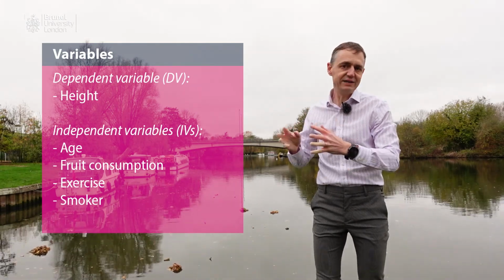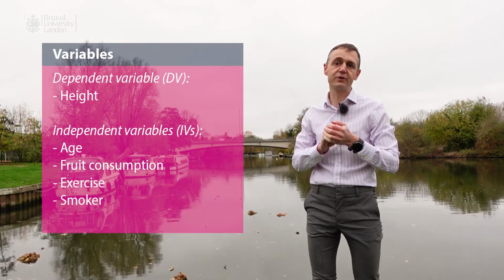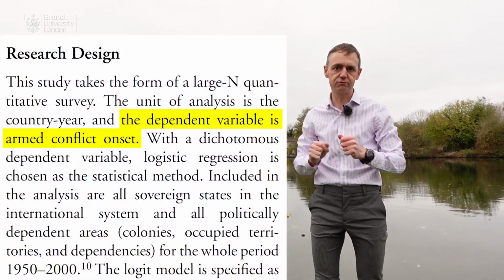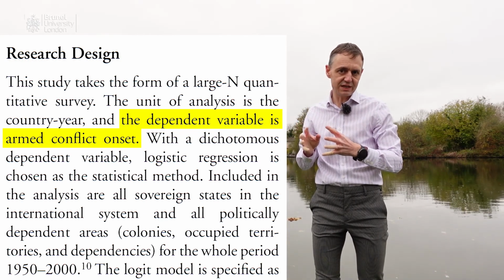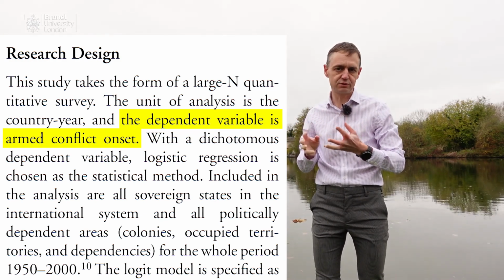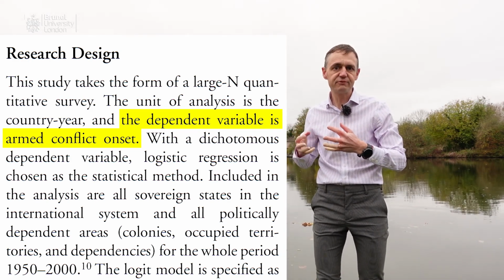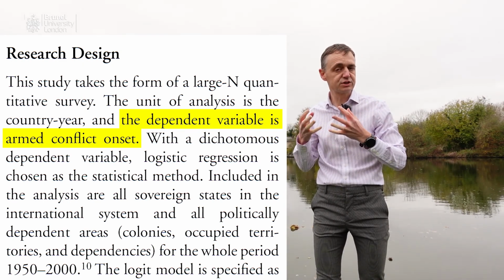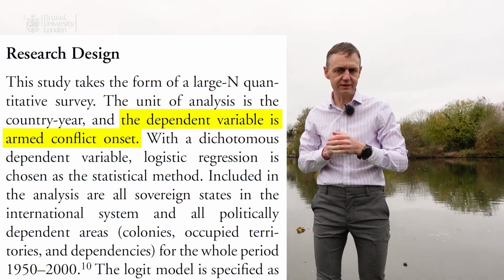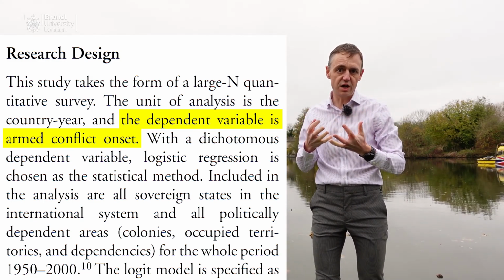So height can be a dependent variable, height depends on something else, but the dependent variable that Henrik is looking at is armed conflict onset. Now, in this research design section, Henrik doesn't tell us straight away how armed conflict onset is defined. That comes in the next section and the next video. But for now, I'll say this: conflict can mean war, and conflict can mean things that are smaller than war. The next word Henrik uses is onset. What he means is, did a conflict start?